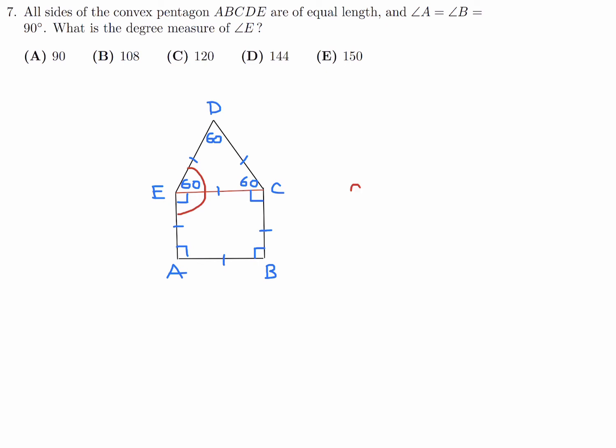They want you to figure out angle E, which is this angle. Well, angle E looks like that 90-degree right angle, plus 60. And that is equal to 150. So number 7, the answer is E.